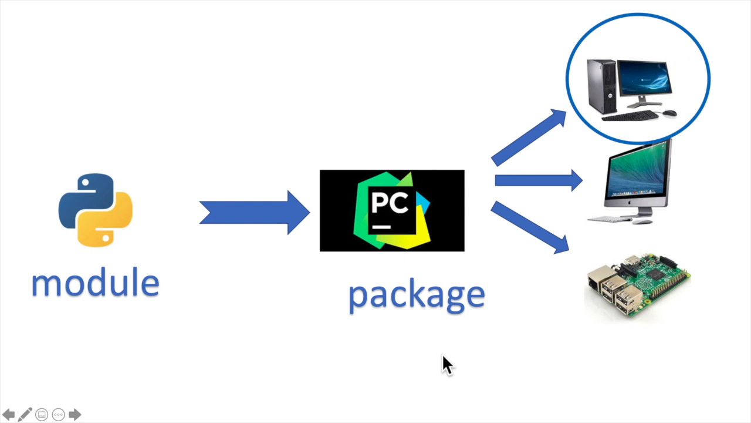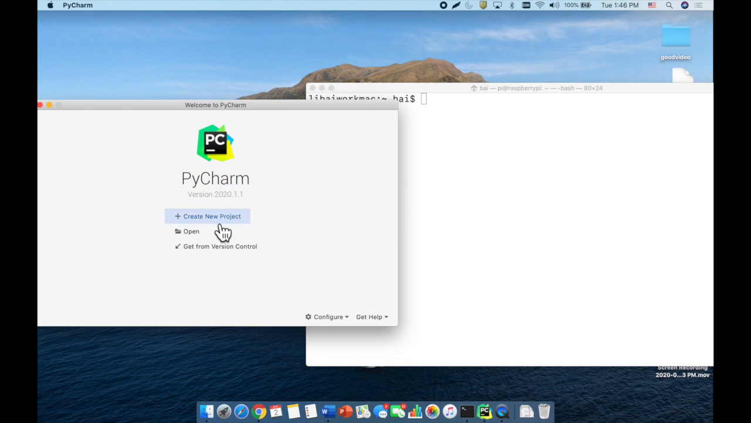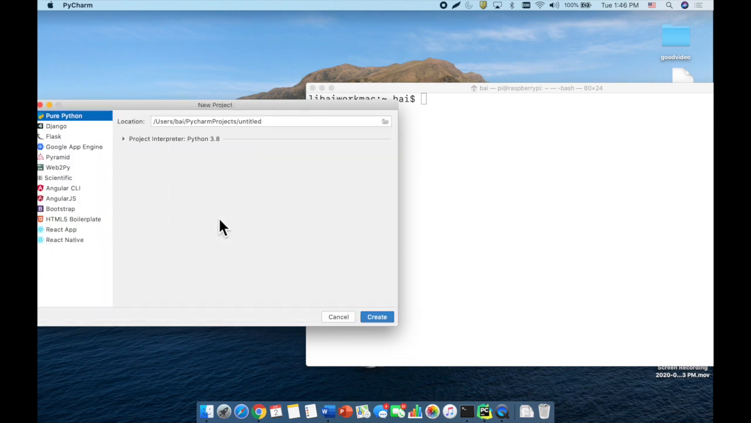To understand the Python package better, we'll develop a package on a computer and transfer it as a source package and install and run it on a Raspberry Pi. To start, we can click on Create a new project and give a project name as Package Example. Then click on Create. I'm using Python 3.8.